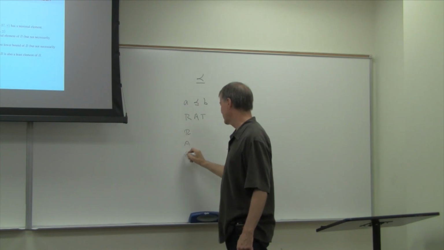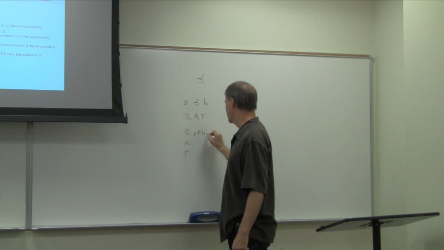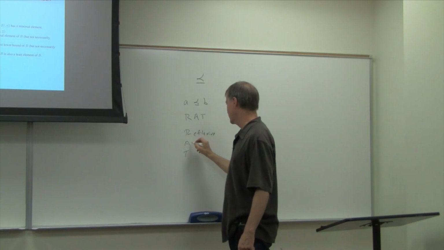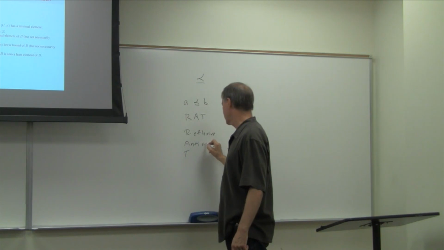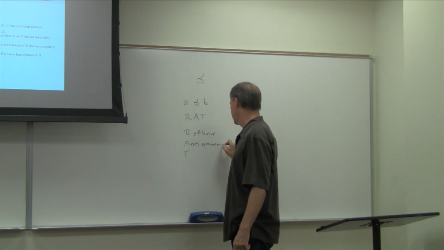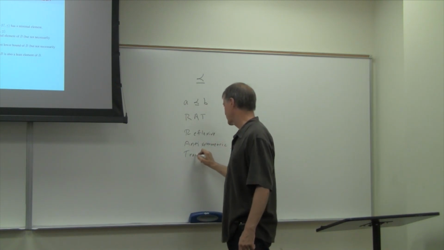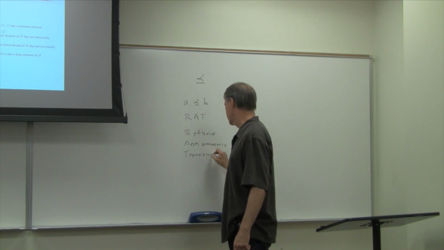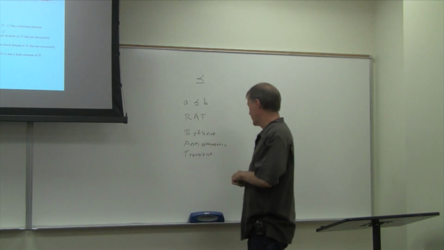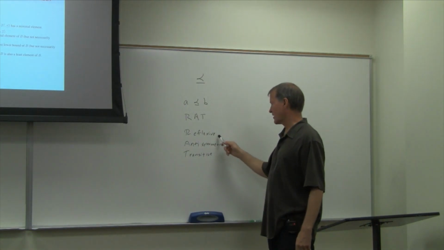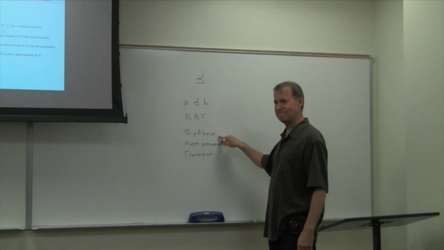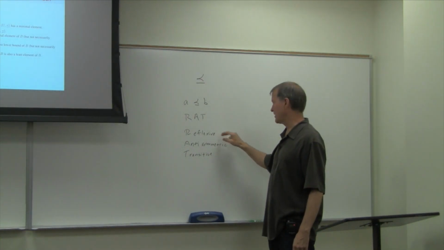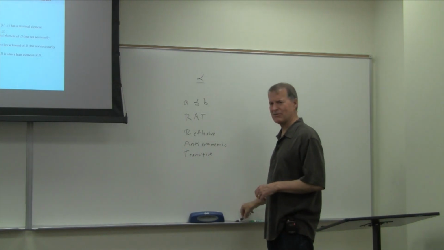Reflexive. Antisymmetric. And transitive. Now you remember on the previous test you had to memorize what each one of these meant. Do you remember what it is? What does reflexive mean? For all B, B row B. And what about antisymmetric? Now what was the antisymmetric?